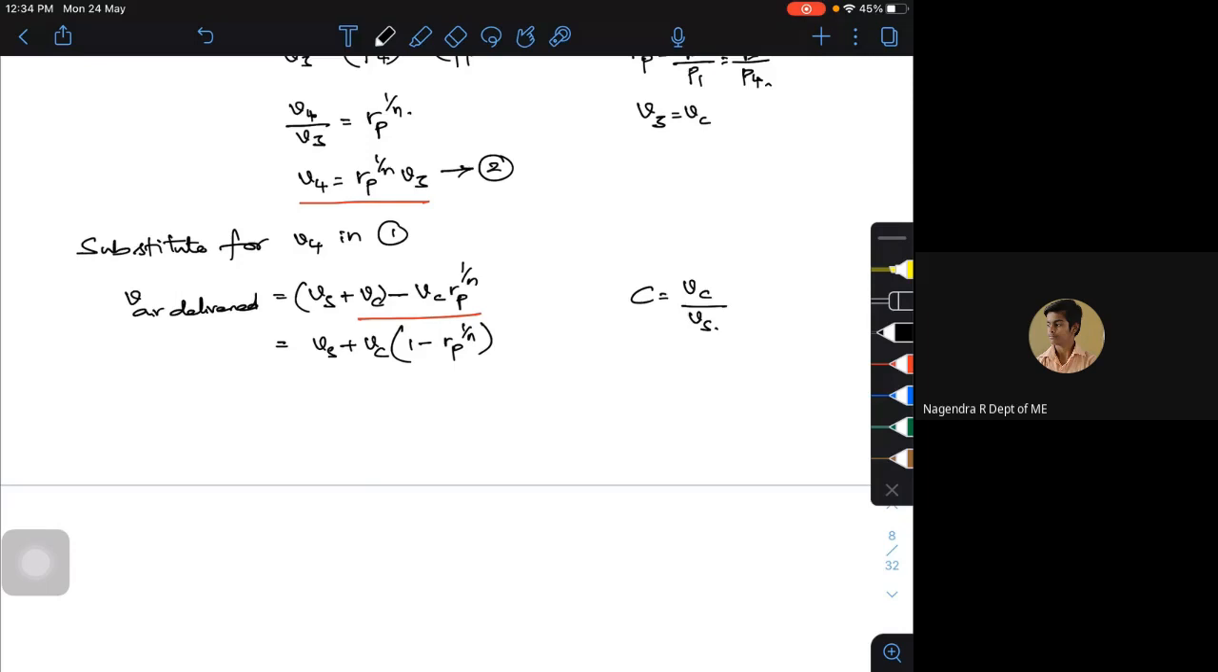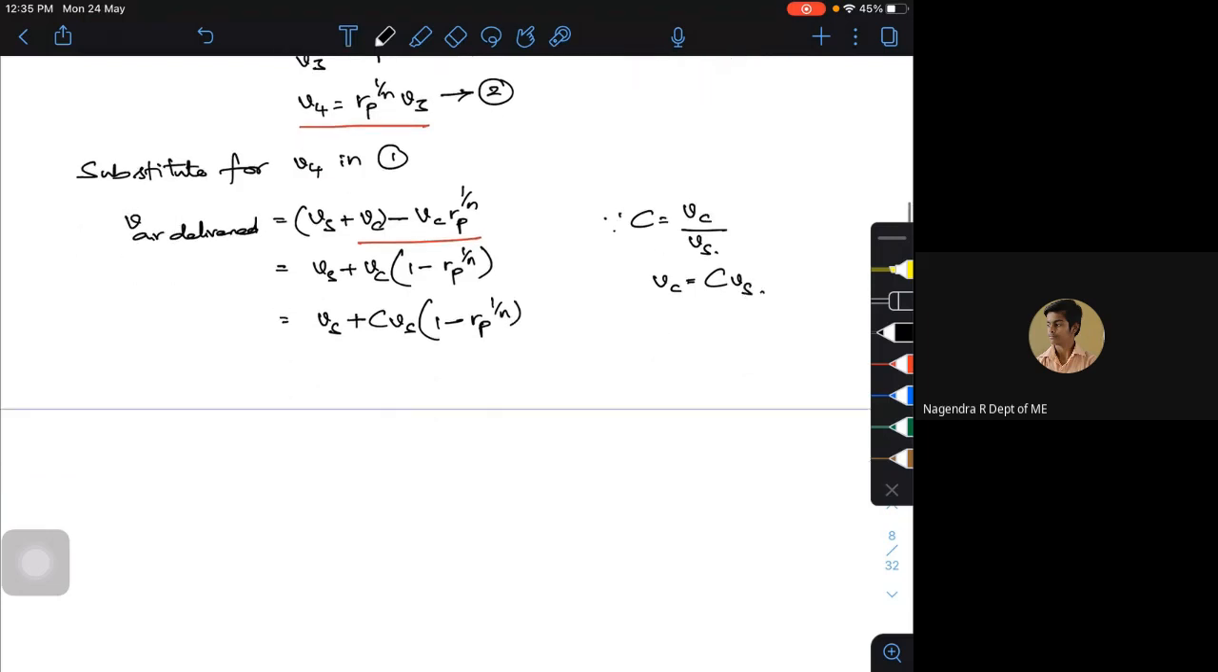Then I can write Vc is equal to C into Vs. This is an assumption, so I call it that. Wherever Vc is there, I can write it in terms of C into Vs. So this will be Vs plus C into Vs into 1 minus Rp to the power of 1 by n.